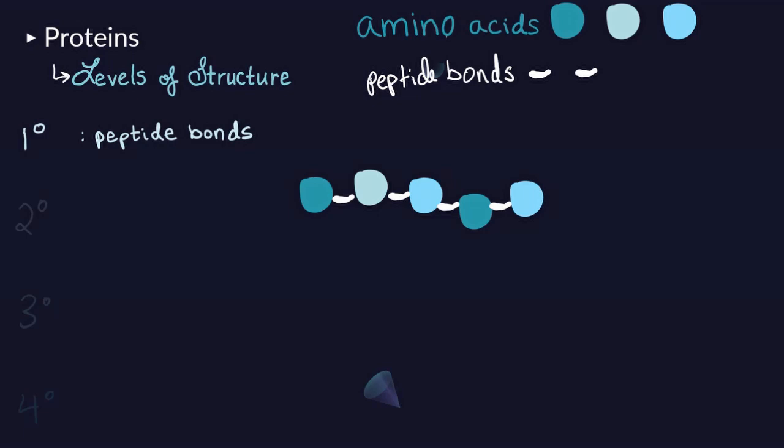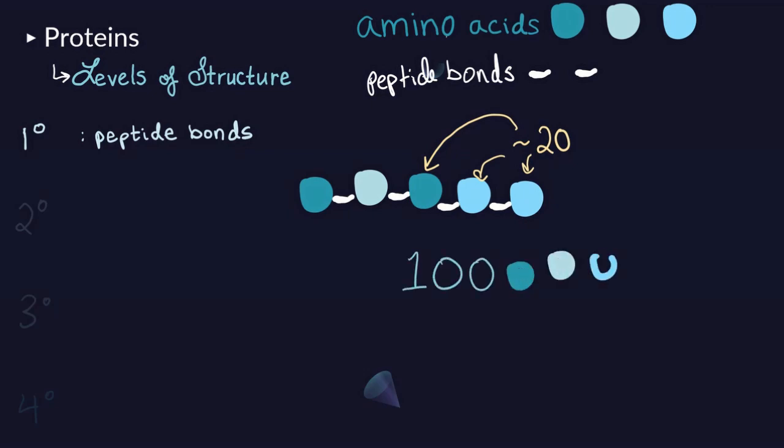Now this might not seem super special, but remember there are actually about 20 different amino acids that can appear in any order, right? And just a single difference in this sequence will produce an entirely different protein. So for some perspective, let's say we have a protein that's 100 amino acids long.